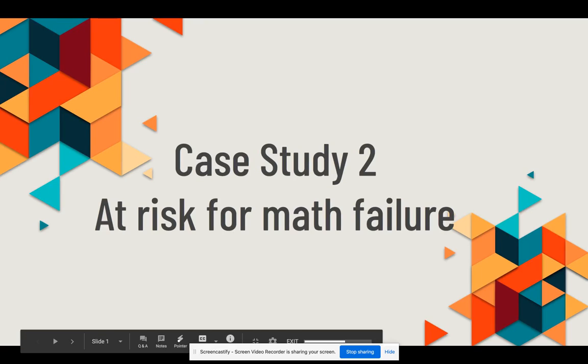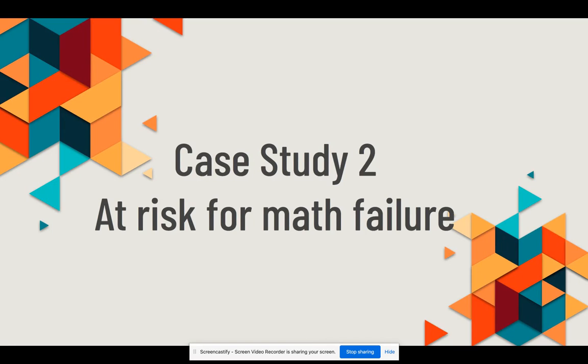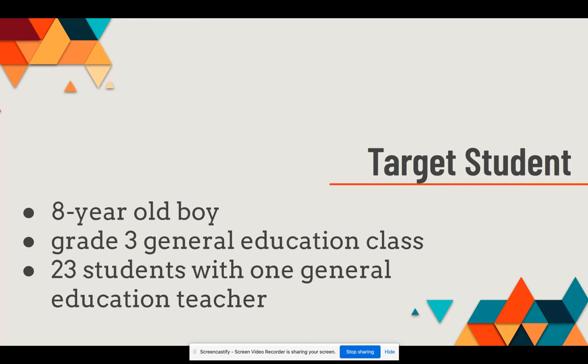Everyone, welcome to my case study 2 presentation. It's about an intervention designed for a student at risk of math failure. The target student is an 8-year-old boy in grade 3 in the general education class. In the class, there are 23 students and only one general education teacher.